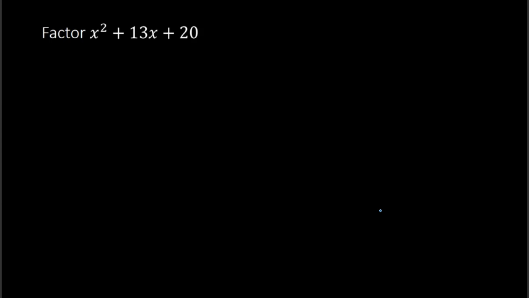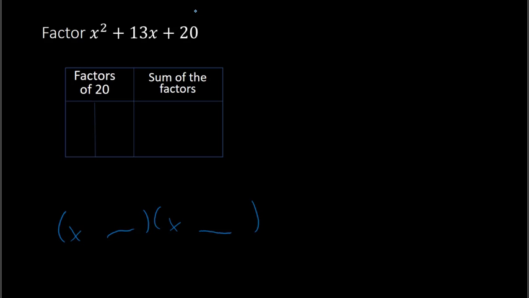And lastly, we have x squared plus 13x plus 20. So to factor, I know this will look like the following, with an x at the beginning, and then a number there, and a number here. So to figure out what numbers go there, I need to find two numbers that multiply to get 20 and add to get 13. So looking at the 20, what are factors of 20?